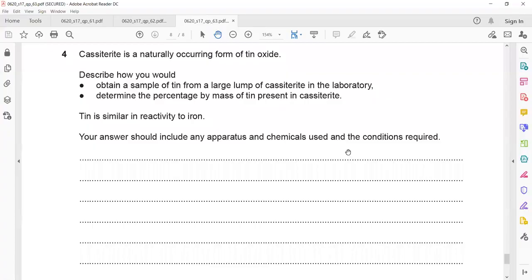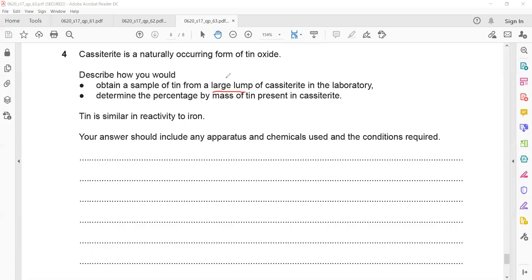In this question, cassiterite is a naturally occurring form of tin oxide. Describe how you would obtain a sample of tin from large lumps of cassiterite in the lab and determine the percentage by mass of tin present in it. Tin is similar in reactivity to iron. So this gives you an idea that you can use any more reactive metal, or you can also use carbon to separate the oxygen from the tin.